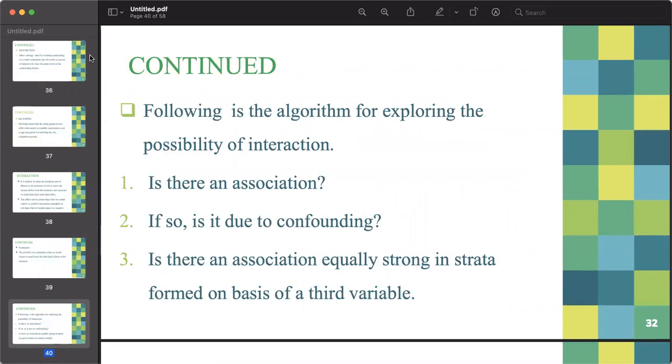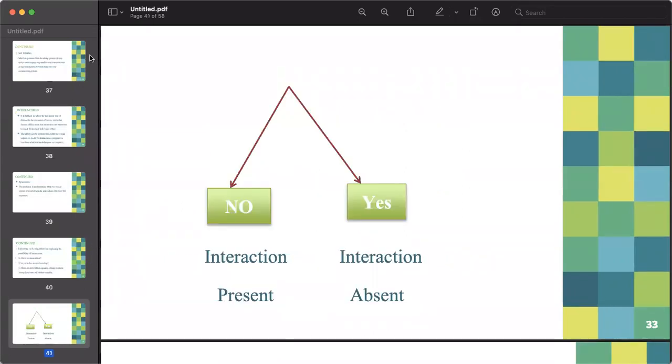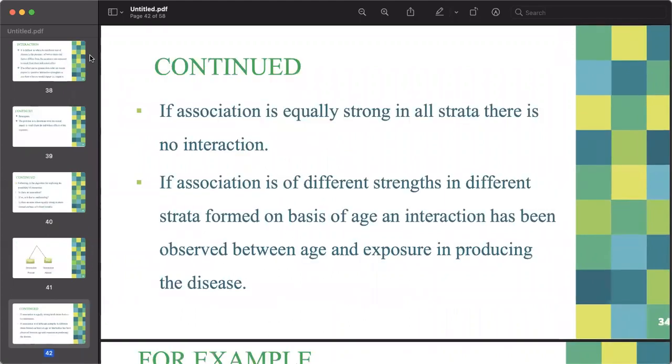Following is the algorithm for exploring the possibility of interaction. Is there any association? If so, it may be due to confounding. Is there an association equally strong in strata formed on the basis of a third variable? If yes, no interaction is present. If the association is equally strong in all strata, there is no interaction. If the association is of different strengths in different strata, formed on the basis of age for example, then interaction has been observed between age and exposure in producing the disease.